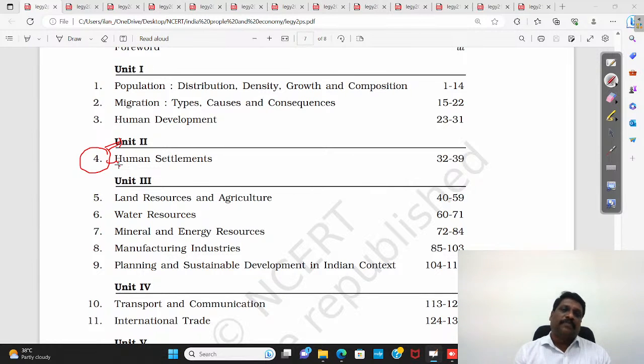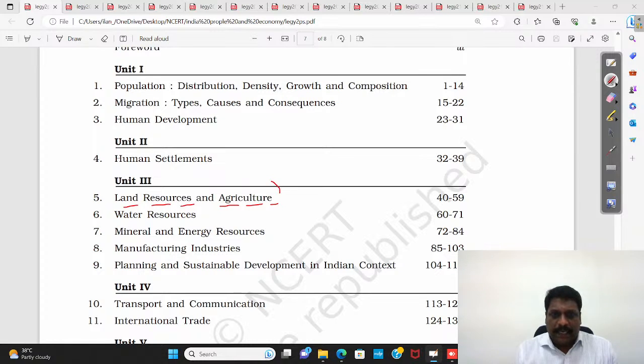Then we'll also talk about a concept called urbanization. What is urbanization? Of course, I understand. The tendency of urban areas increasing, you call that urbanization. We'll also talk about the consequences of this urbanization. Okay. So land resource and agriculture, somewhere I can recommend this for self-study.